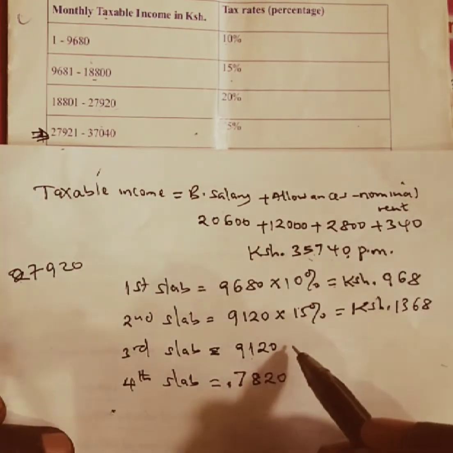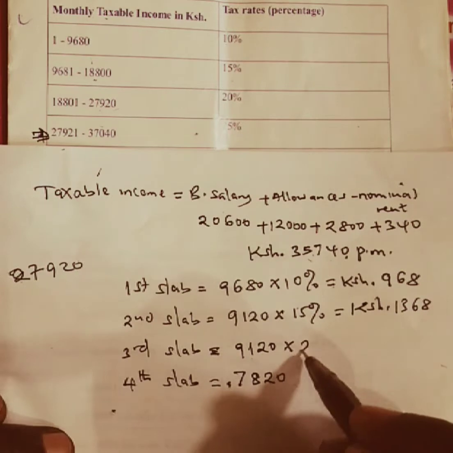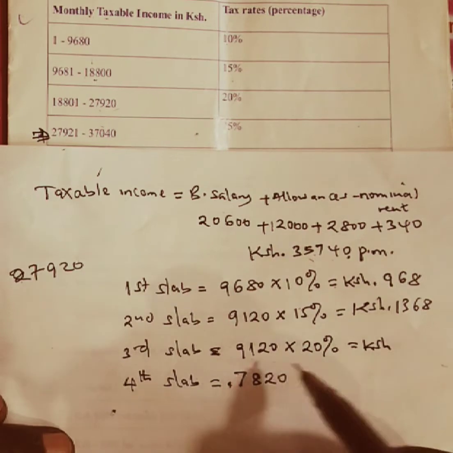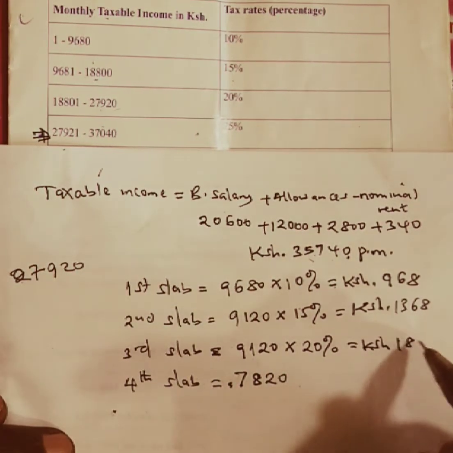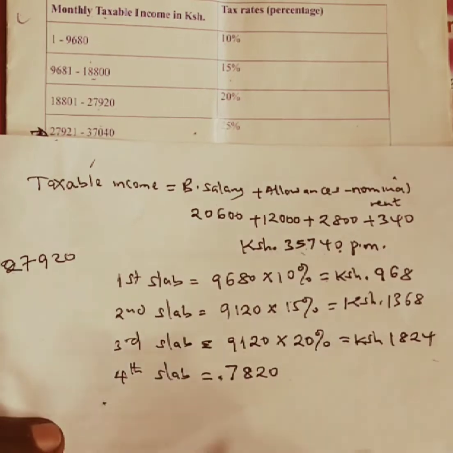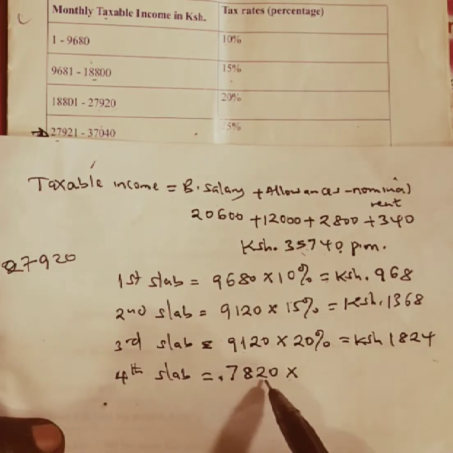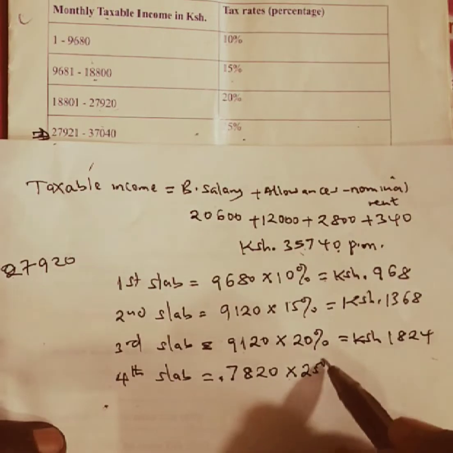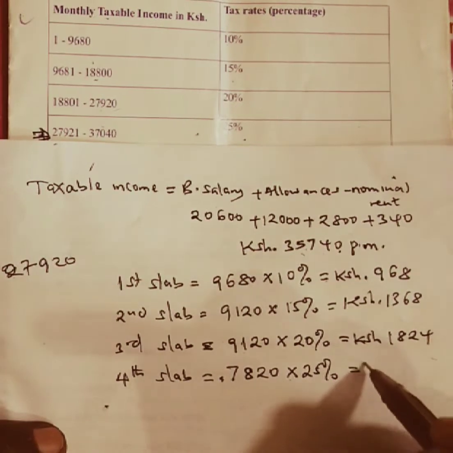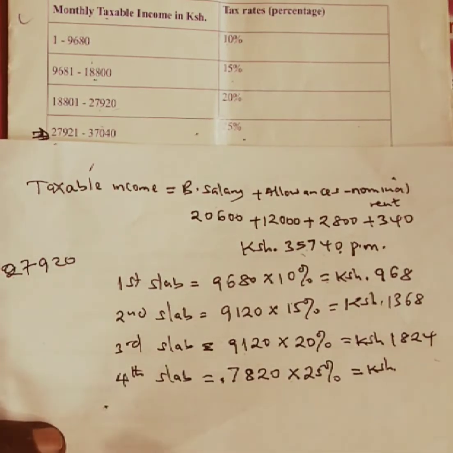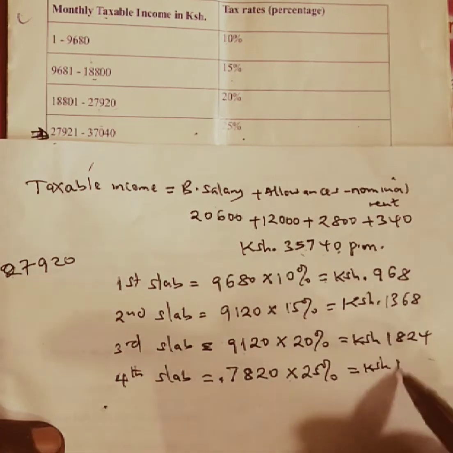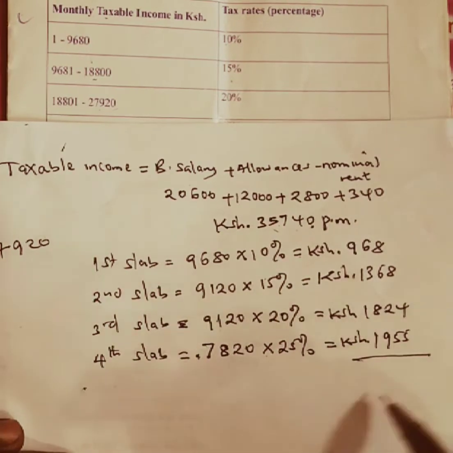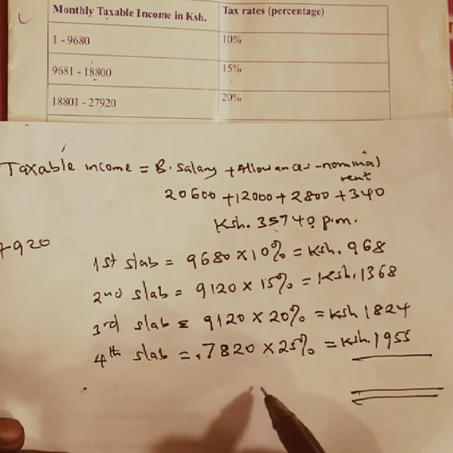The third is taxed at 20%. And if you take 20%, you multiply by 9120, this one is going to give us 1,824. And lastly, we take 7820, we tax it at 25%. And if you multiply 25% times 7820, you are going to get 1,955. This is now our tax, or what we can call gross tax in Kenya shillings.